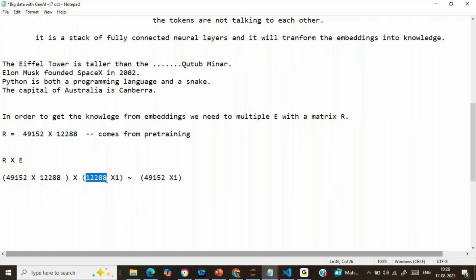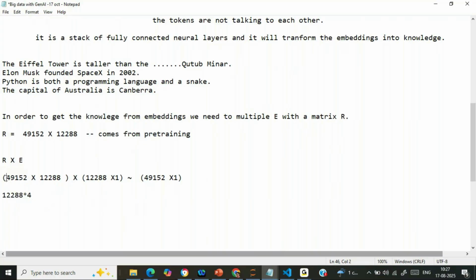Initially I was having 12288. What is 49152? 49152 is a 49152 cross 12288 matrix, which is coming from the pre-training phase. Or you can think of it this way: the researchers have identified 12288 multiplied by 4, which is equal to 49152.